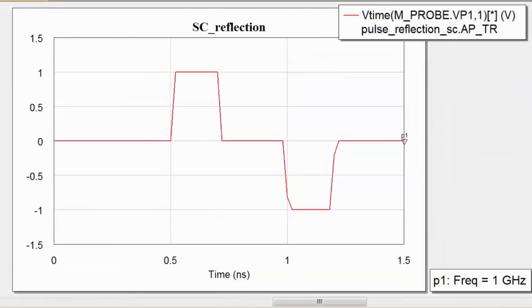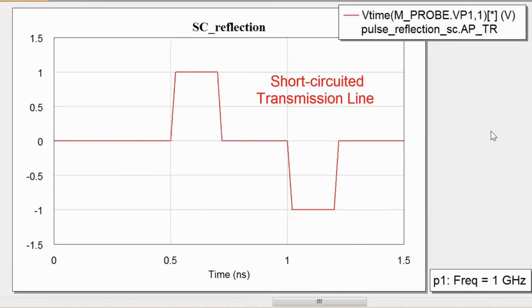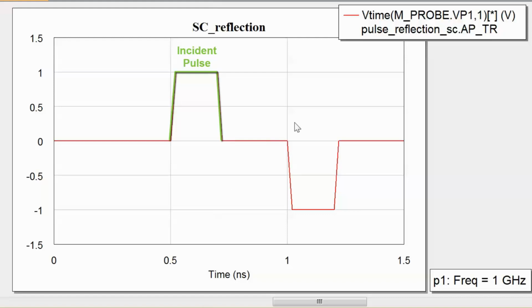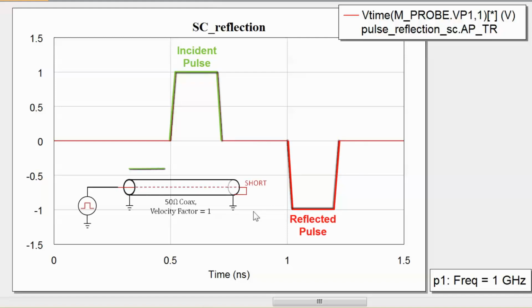Now let's move on to the case of a short circuit. In this case we have exactly the same setup as before, but the only difference is that our line is terminated with a short circuit rather than an open circuit. Again, you can see that we have an incident voltage pulse here, and then we get a reflected pulse right here, which has traveled all the way to the end of the line, had its polarity reversed, and then has come back to the observation point.